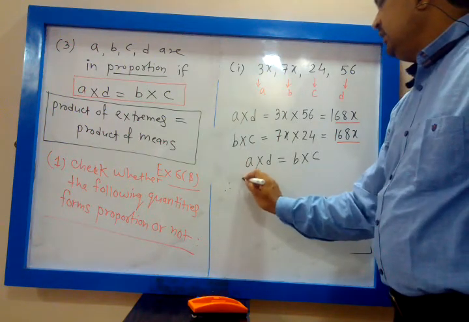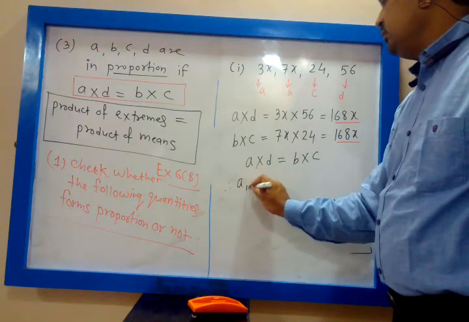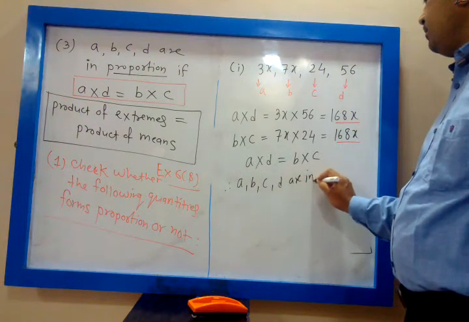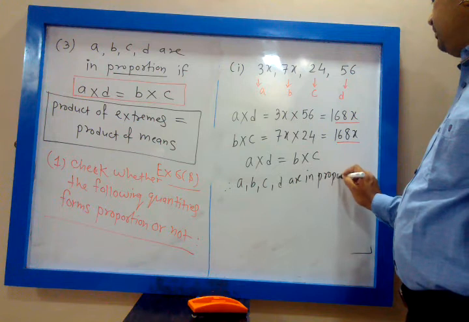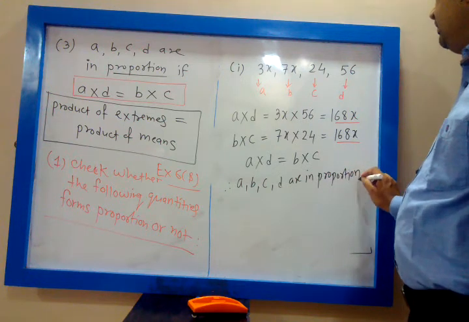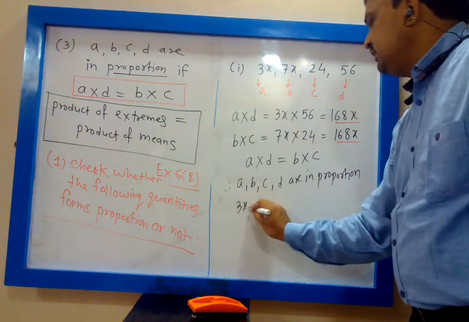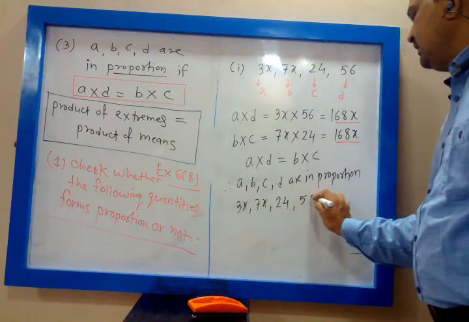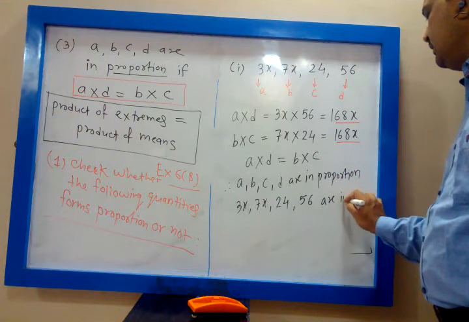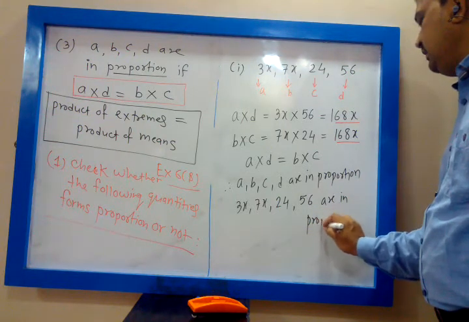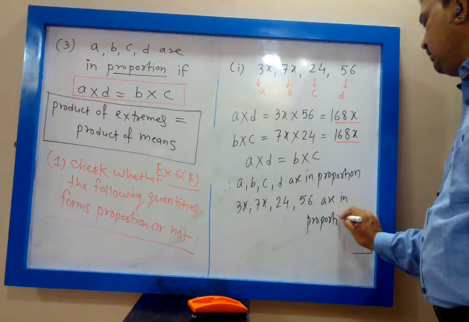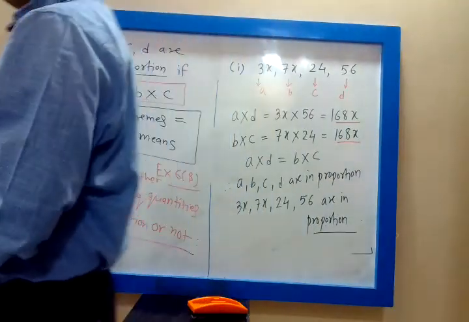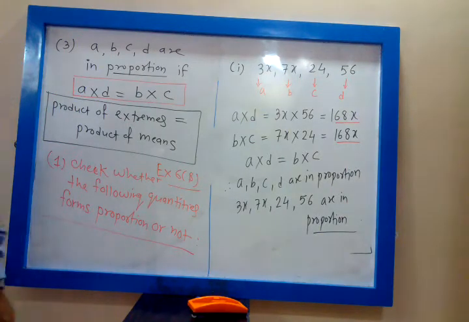So product of extreme is equal to product of means. Therefore A, B, C, D are in proportion. What are A, B, C, D? 3x, 7x, 24 and 56 are in proportion, because we have verified that product of extreme is equal to product of means.